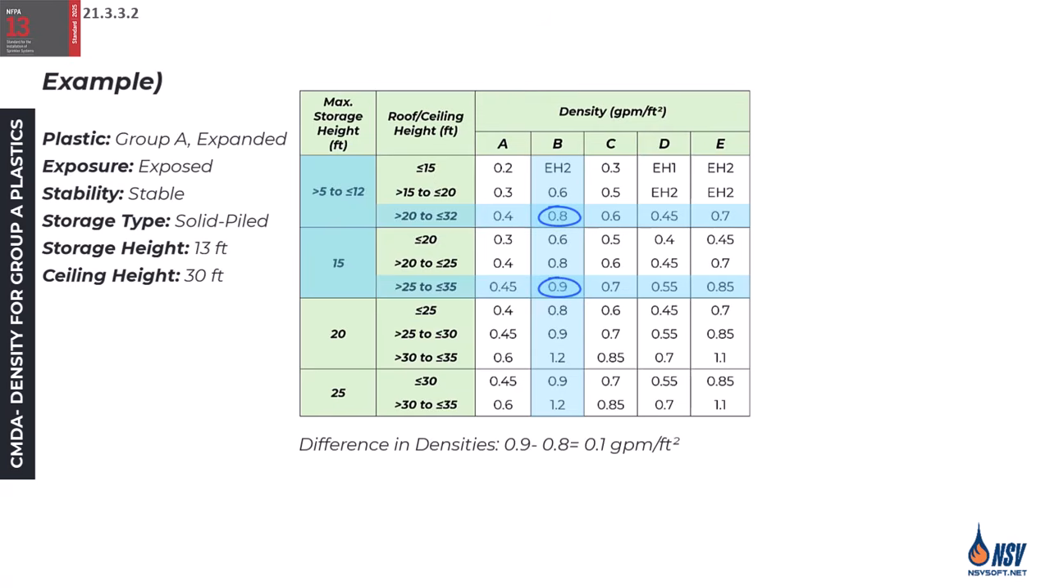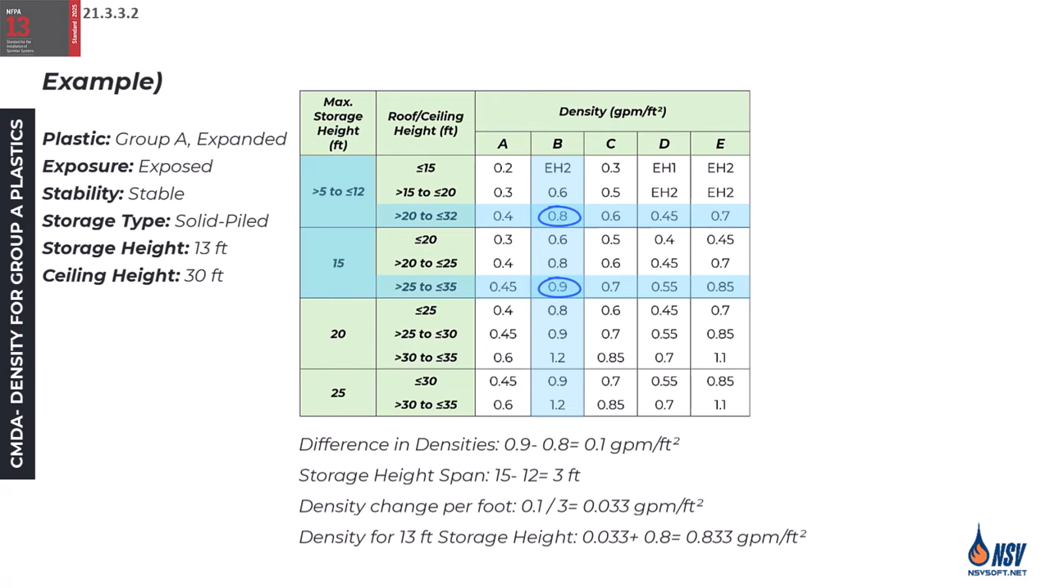Next, we calculate the difference between these two benchmark densities. This 0.1 gallons per minute per square foot difference is distributed over a 3-foot span in storage height, meaning the density changes by 0.033 per foot of height difference. Since our actual storage height of 13 feet is exactly 1 foot higher than the lower limit, we simply add this 0.033 gallons per minute per square foot increment to our base 0.8 density. By doing so, we calculate a precisely optimized required design density of 0.833 gallons per minute per square foot.